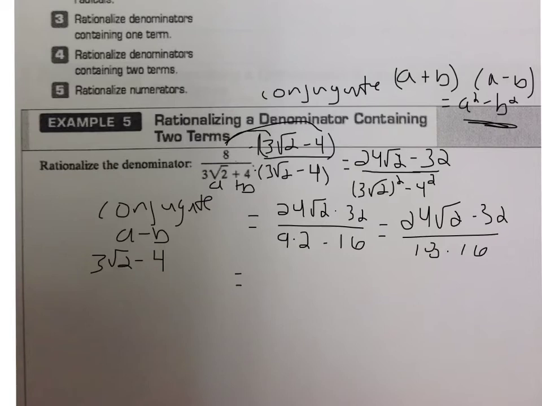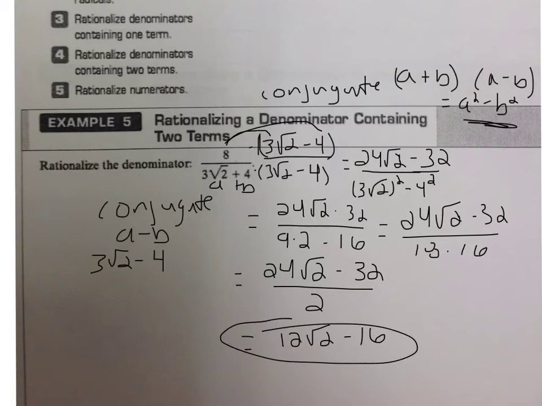And 18 minus 16 is 2, so we've got 24 square root of 2 minus 32 over 2. Now we can reduce this. Since both terms are divided by 2, I'm going to divide the 24 by 2, and I'm also going to divide the 32 by 2. So I get 12, and I'm not going to change the square root at all. So 12 square root of 2 minus 16. And that's our answer for example 5. Pause here, try your checkpoint. When you come back, I'll give you the answer. It's on the next page.